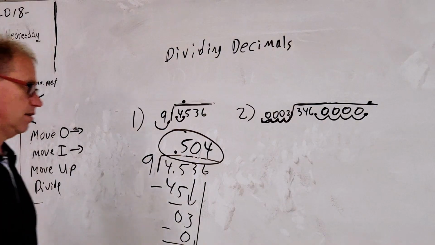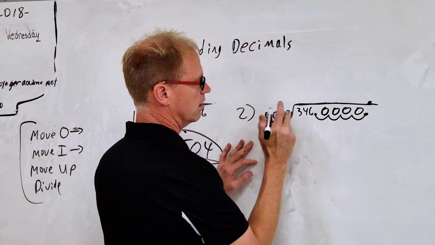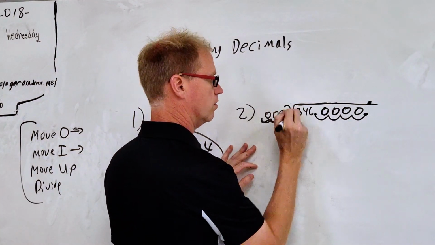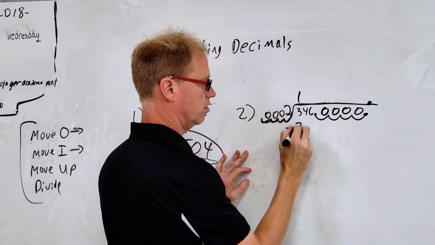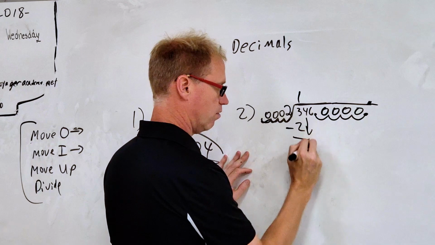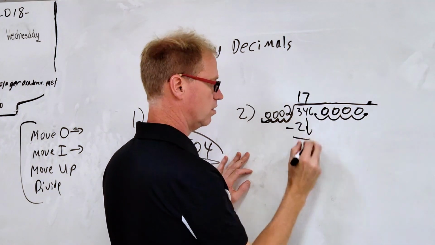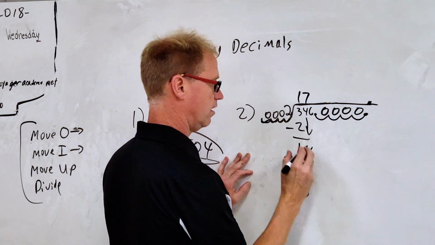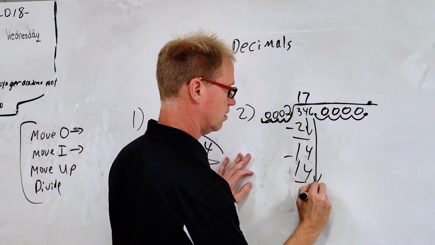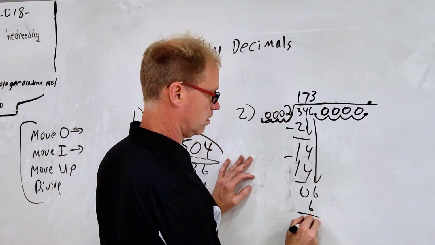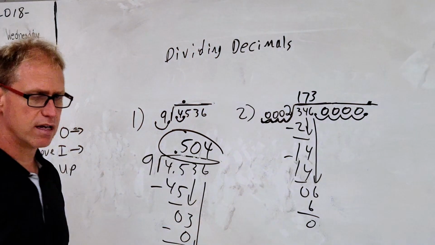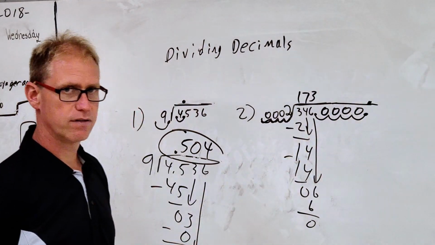Now I'm ready to divide. All right, this is a 2 here. If you can't read it, that's a 2. 2 into 3 is 1. 1 times 2 is 2. Subtract. Bring down the 4. 2 into 14 is 7. 2 times 7 is 14. Subtract. All right, bring down the 6. 2 into 6 is 3. All right, 2 times 3 is 6. Subtract, bring down the 0. Now, at this point, there's all 0s left.